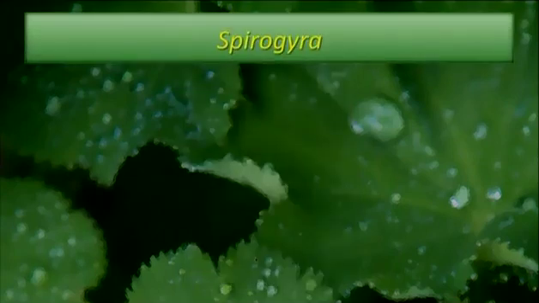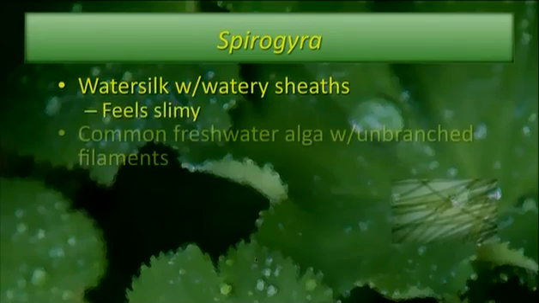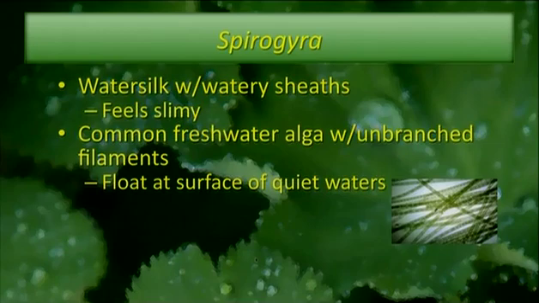Now the next green alga we're going to talk about is Spirogyra. Spirogyra is also known as water silk. They have watery sheaths. They sort of feel slimy. It's a common freshwater alga with unbranched filaments. They tend to float at the surface of quiet waters.